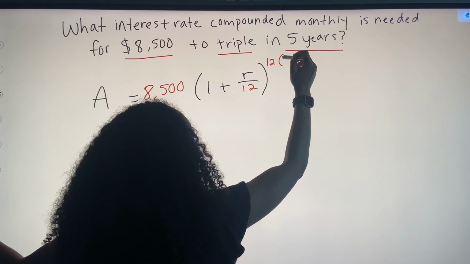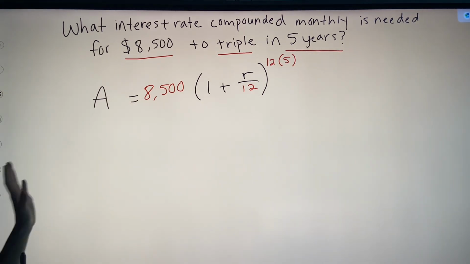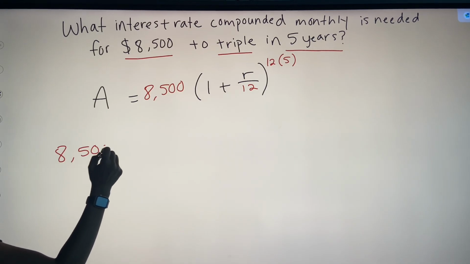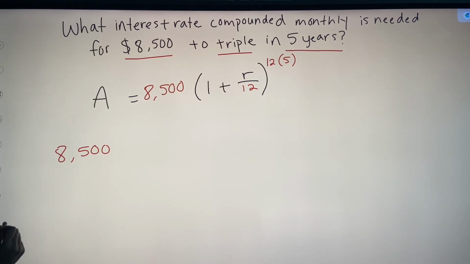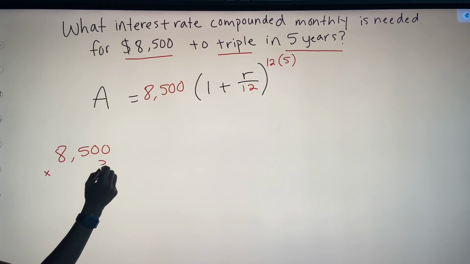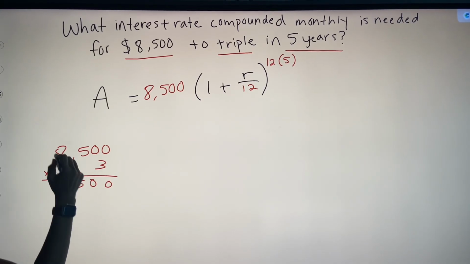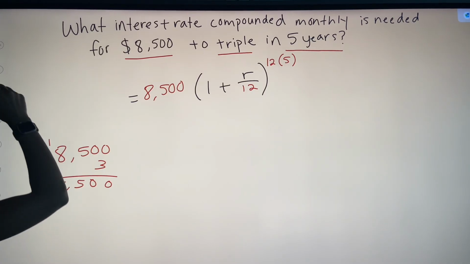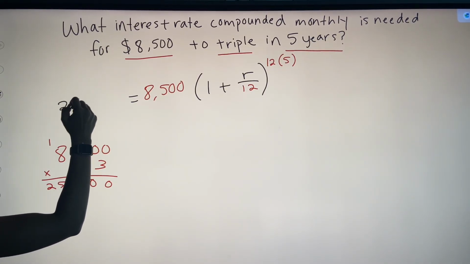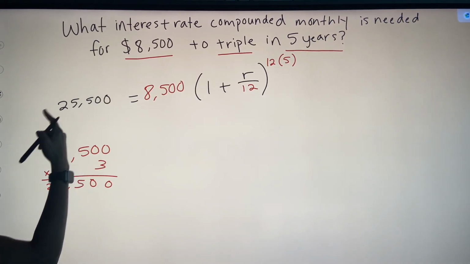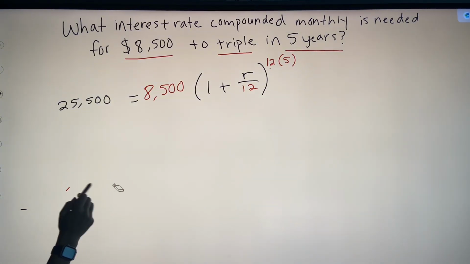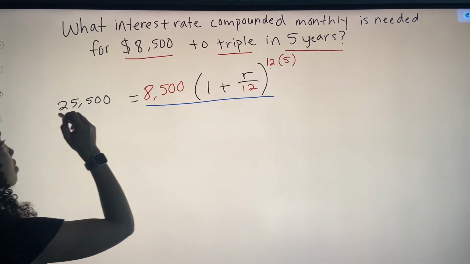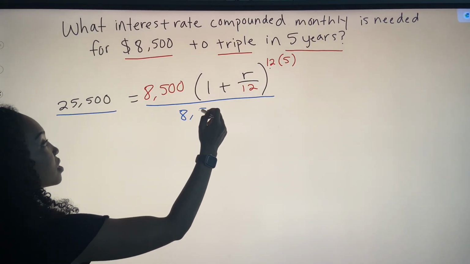It'll take 5 years. And if I want to know the tripling amount, how much is 8,500 tripled? What do I have to do? Yep, times 3. So 25,500. Okay, so I know that I want it to become that amount there. What I'm going to do first is divide both sides by 8,500.